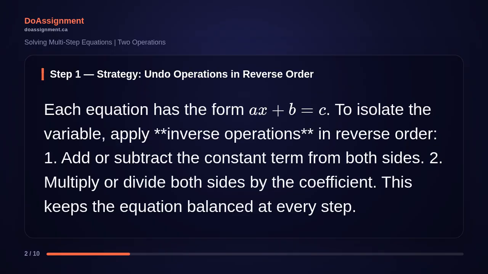Each equation follows the pattern ax plus b equals c. We solve by undoing operations in reverse order. First handle the addition or subtraction, then handle the multiplication or division. This keeps both sides of the equation balanced.